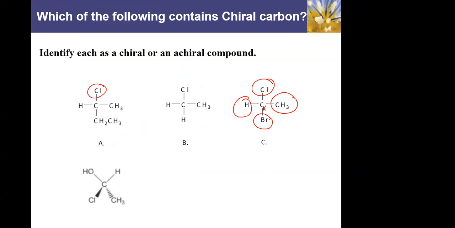What about B? Who was it who asked me the question? Okay, what about B? Is B chiral? No, B isn't chiral, because there are two hydrogens. Very good. It does not have 4 different groups attached to it. So this is not a chiral compound.